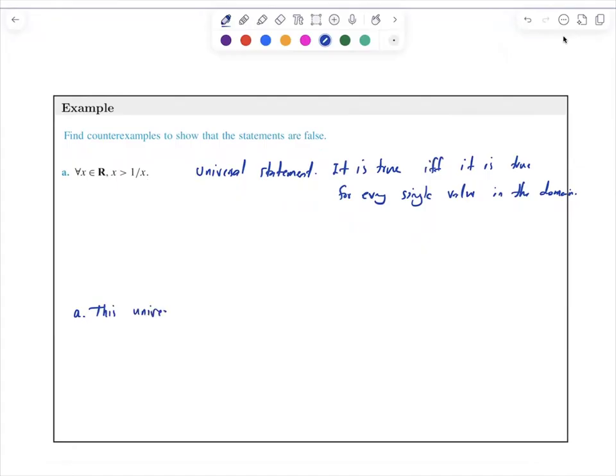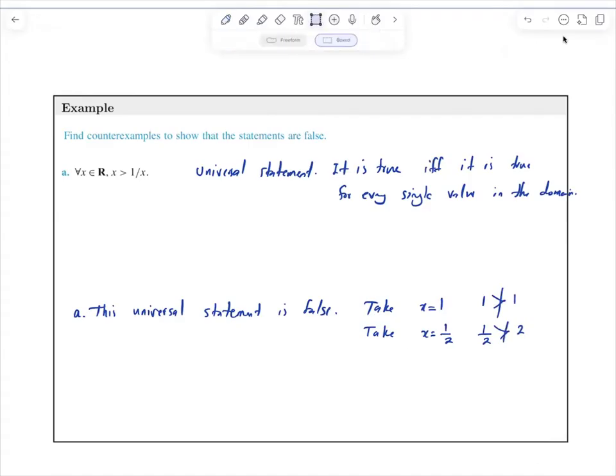This universal statement is false. Take x to be 1, then 1 is not more than 1, correct? So we found a counterexample. Again, you can come up with other counterexamples. You might say, I want to take another counterexample, like what? Like a half. Well, a half is not more than 1 divided by a half, or 2. You can find more counterexamples.